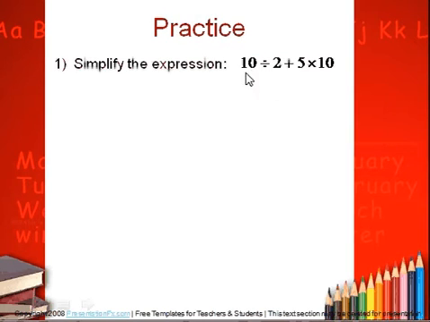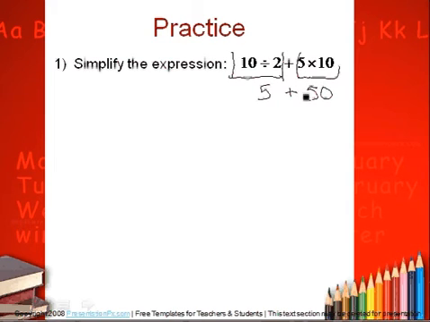So we've got a division here first. We have to do the 10 divided by 2 first, which is 5. Then we have to do the multiply. I'm kind of just drawing some boxes to help you see. 5 times 10 is 50. The only thing we haven't taken care of now is the adding. I'm going to bring that adding symbol right down. And my final answer then would be 50 plus 5, which is 55.